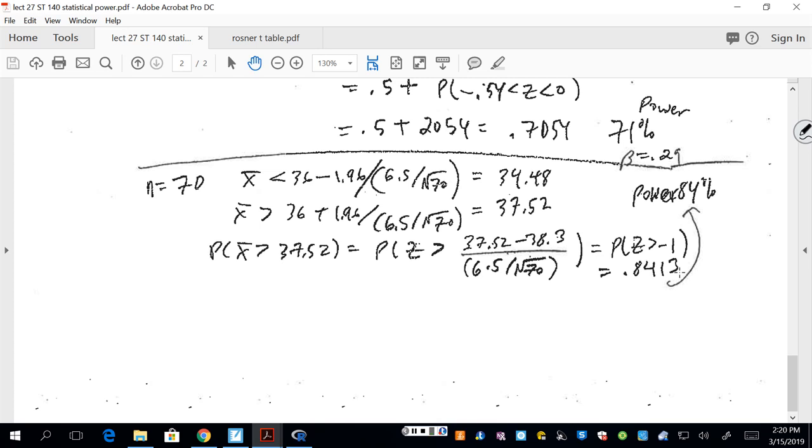Right? So 84% of the time, if that 38.3 is accurate, and the standard deviation is accurate and stuff like that, then you're likely to get a significant result. You can go to the EPA and say, look, our car is better than you're saying. Here's the result. The sample size of 70 with 84% power, you can kind of use to justify it and give a rationale for doing the study.